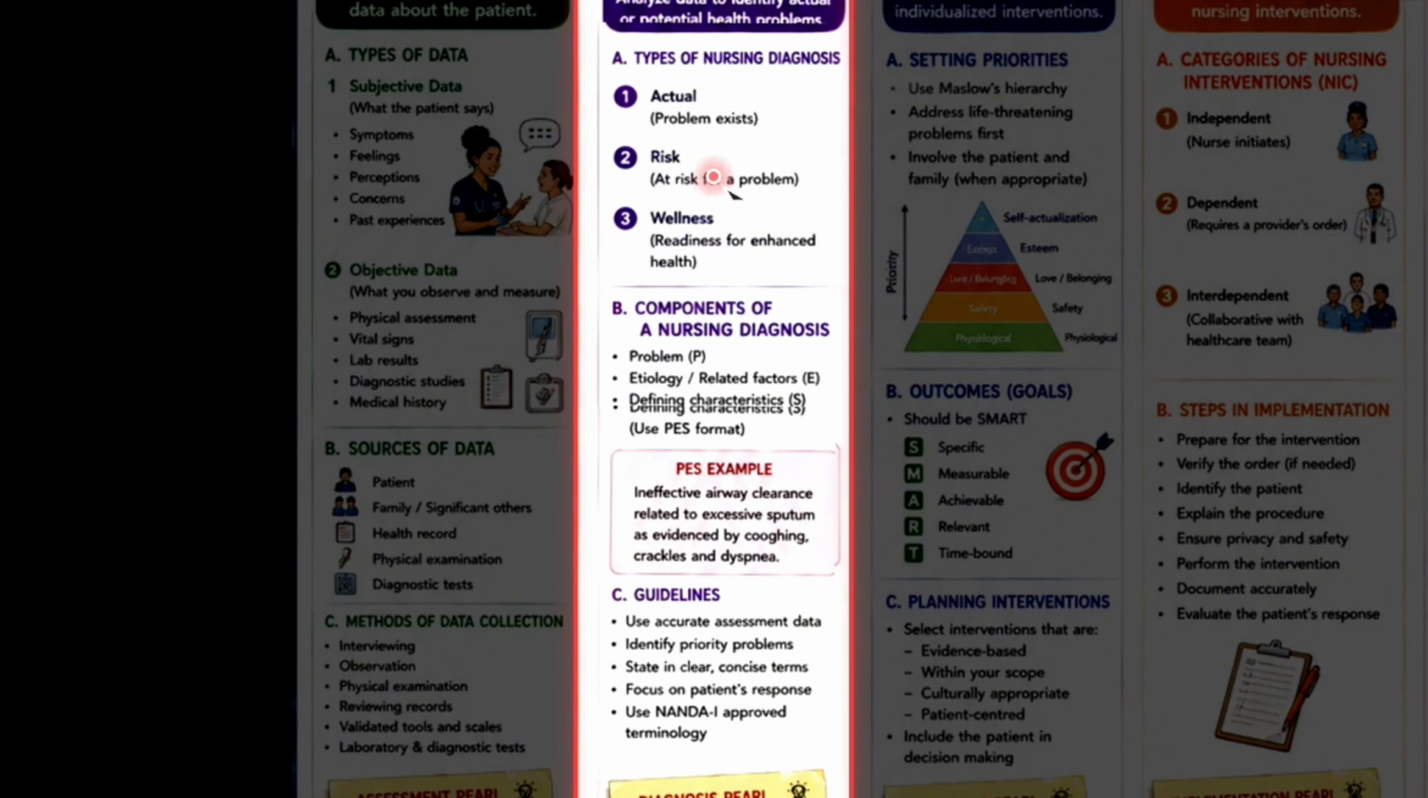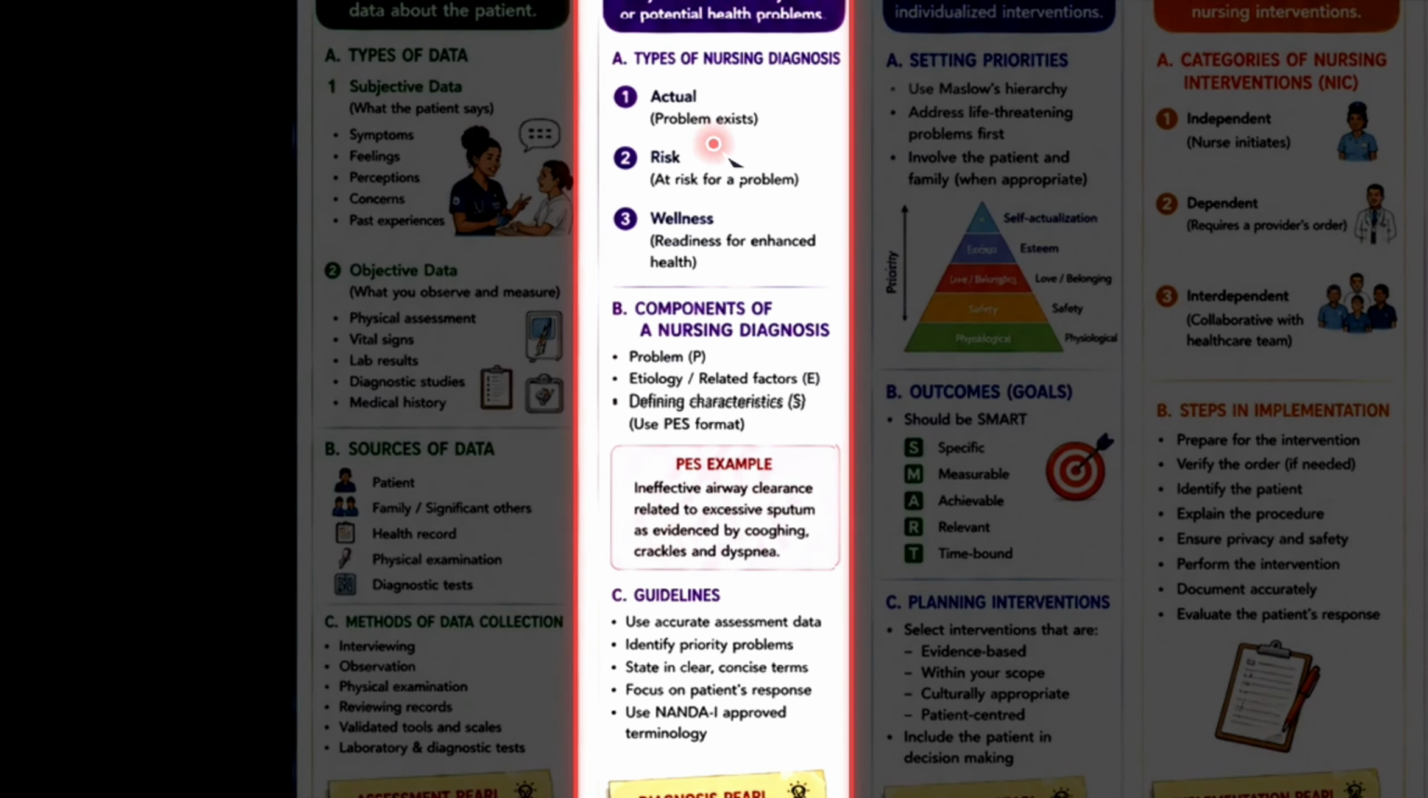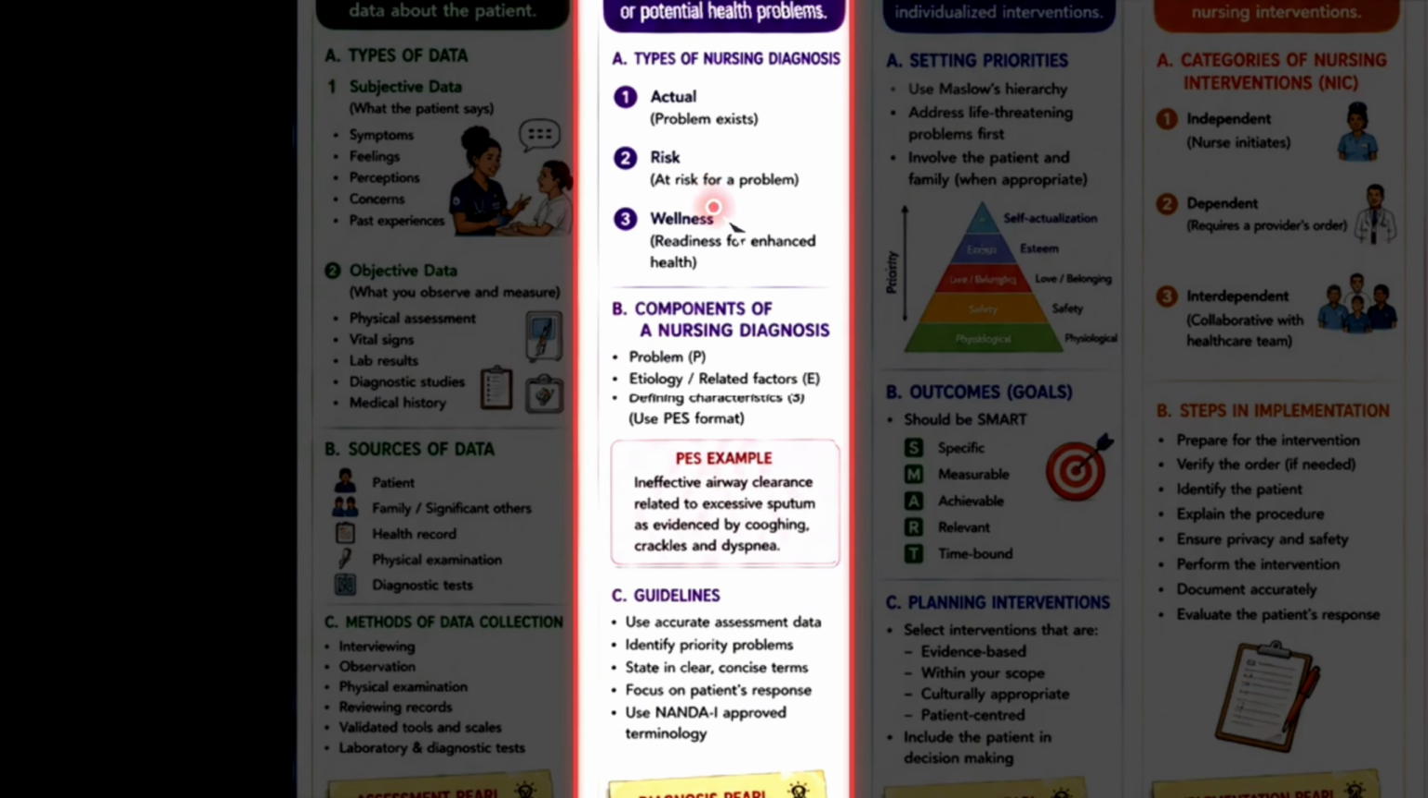There are three primary types of nursing diagnoses. First, an actual diagnosis, which indicates that a problem currently exists in the patient at this moment. Second, a risk diagnosis, indicating that a clinical problem does not yet exist, but vulnerability factors are present, placing the patient at high risk for development. Third, the wellness diagnosis, which represents a patient's clinical readiness for enhanced health and positive health promotion.